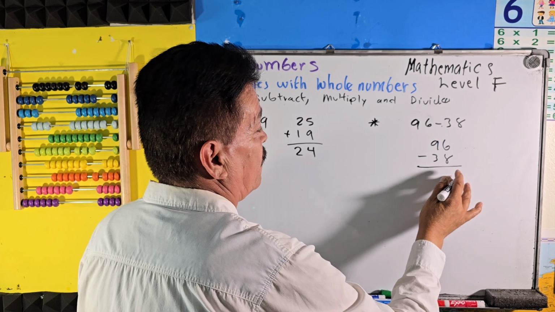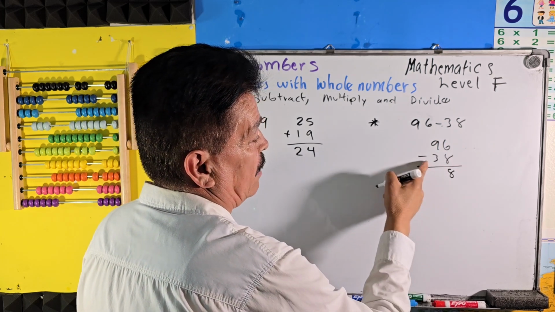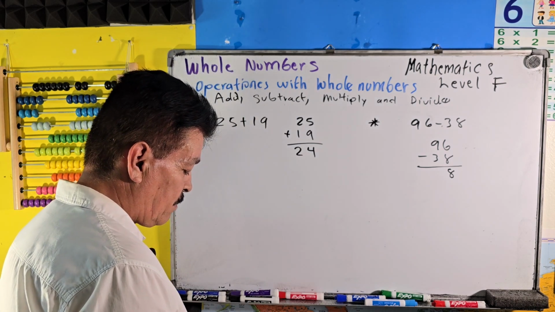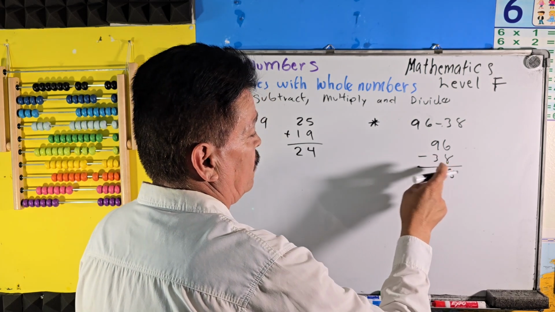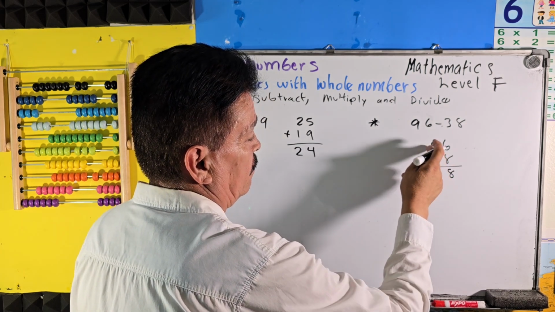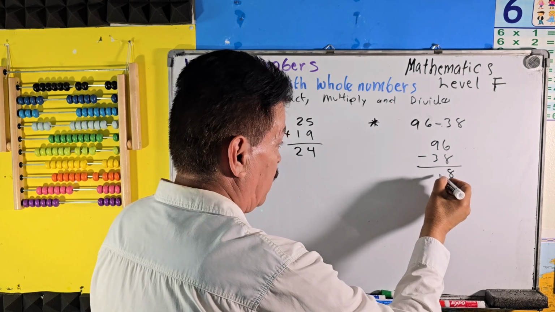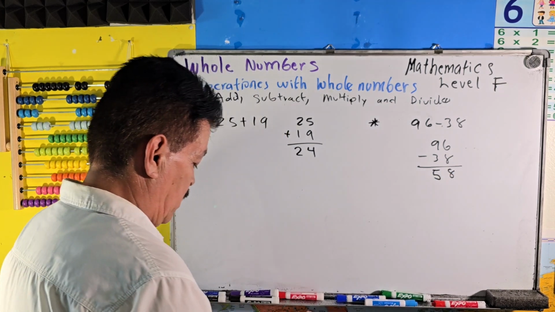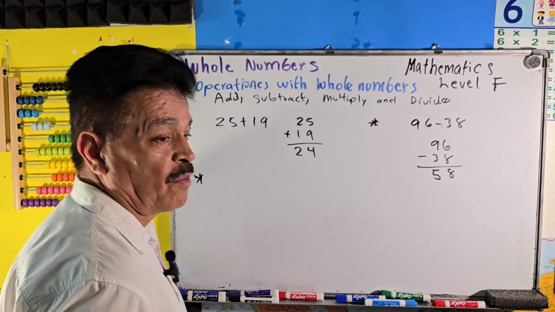So 16 minus 8 is 8, and then we take 1 here. So 9 minus 1 is 8, minus 3 is 5. So the answer is 58. Right? That's it. Another example, another kind of problem, multiplication.